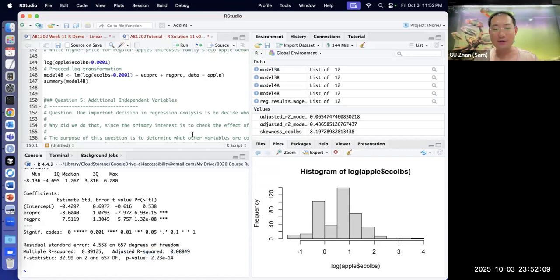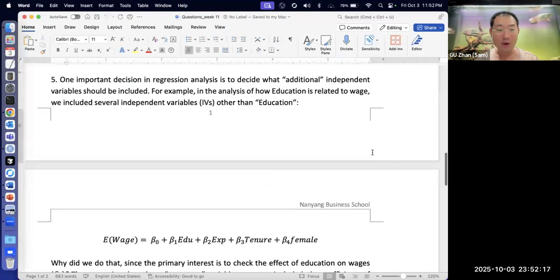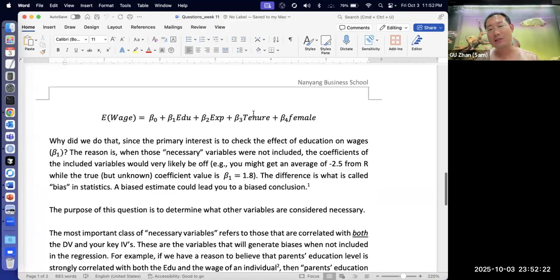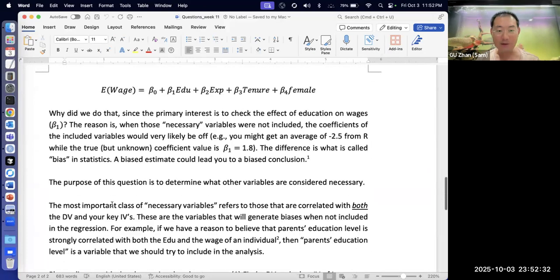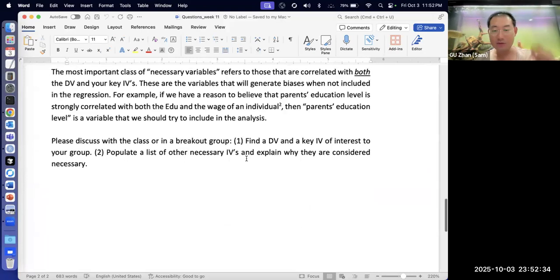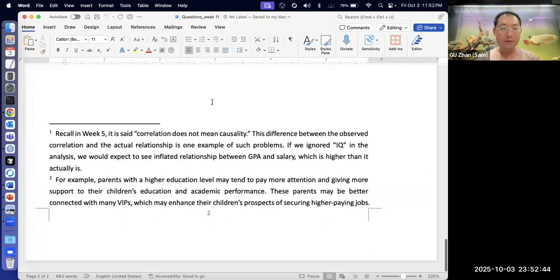Okay, so question 5. One important decision regarding what additional independent variable to include for education's effect on wage. So we're looking at this wage data set, looking at education, experience, tenure, and male or female to predict the wage. Okay, that's a very long question. We'll read through it. We have a few things to do: identify the variable of key interest and populate the list of necessary independent variables. This is the last question.